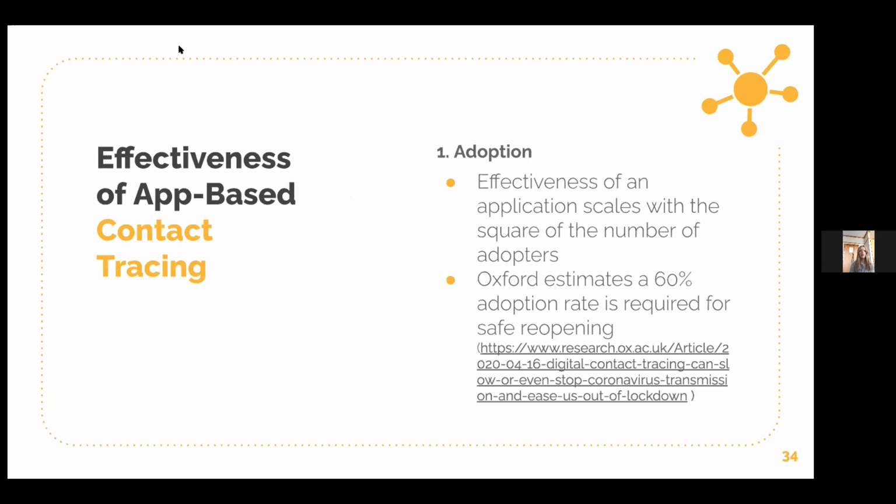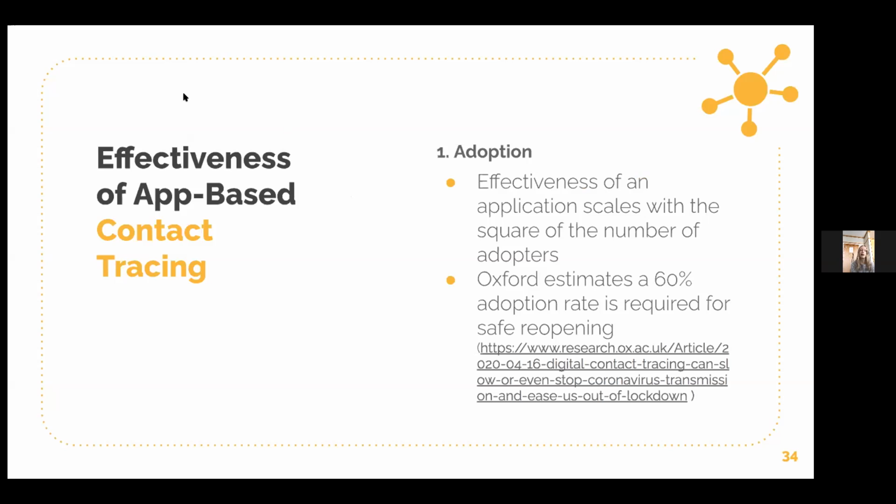Yeah, so the effectiveness of app-based contact tracing depends on a lot of different variables, some of which Gabby touched on already. The major one is adoption and how many people are actually going to be using that app. The effectiveness of an application scales with the square of the number of adopters, so it's really contingent on getting a large proportion of the population to actually be using that app and be using it effectively.